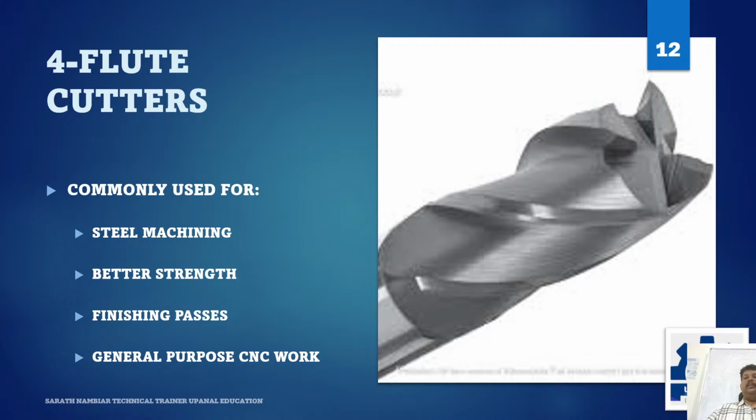However, the chip space becomes smaller compared to the two flute or the three flute. So, in soft materials producing large chips, especially full slotting, the chip evacuation may be more challenging. That is why tool choice depends on the material and operation. For steel jobs, many machinists trust four flute tools heavily.